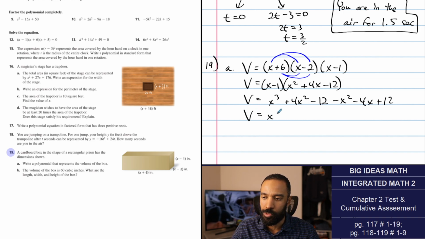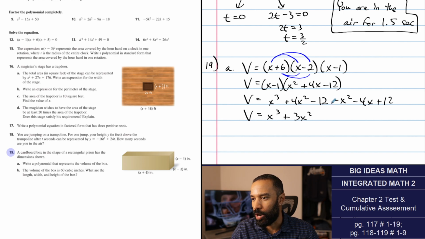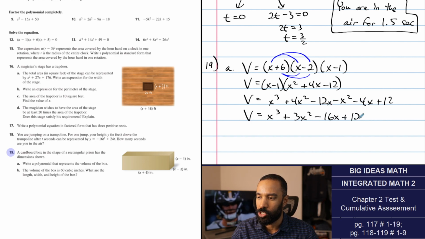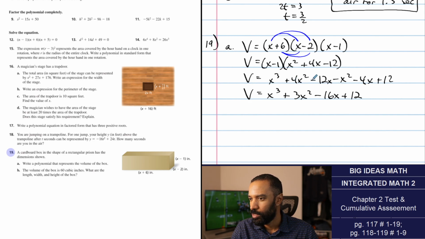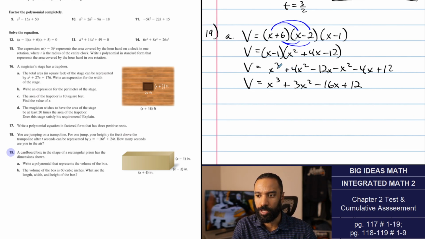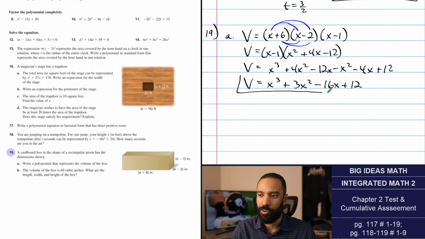And when you combine like terms, we get x cubed plus 3x squared. I'm sorry, this should have an x in it. Plus 3x squared, because I said negative 12 out loud. That's what I did. Minus 16x plus 12. Okay, I just want to make sure all looks good. Plus 4x squared minus 12. Okay, I think all is good. Just triple check that. It's all looking good. Okay, so there's an answer to the volume bit.